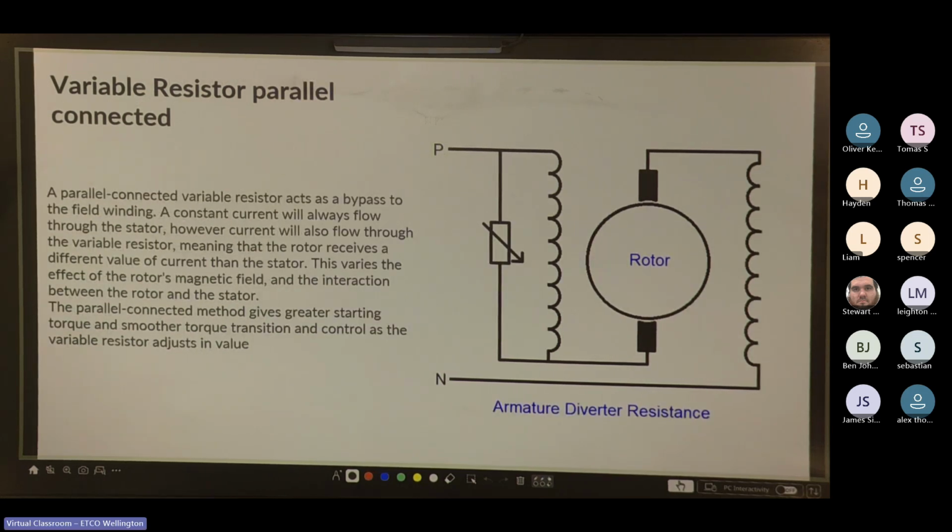The parallel connected variable resistor acts as a bypass to the field winding. A constant current will flow through the stator. However, current will also flow through the variable resistor, meaning that the rotor receives a different value of current than the stator. This varies the effect of the rotor's magnetic field and the interaction between the rotor and stator. The parallel connected method gives greater starting torque and smoother torque transition and control as the variable resistor adjusts in value.